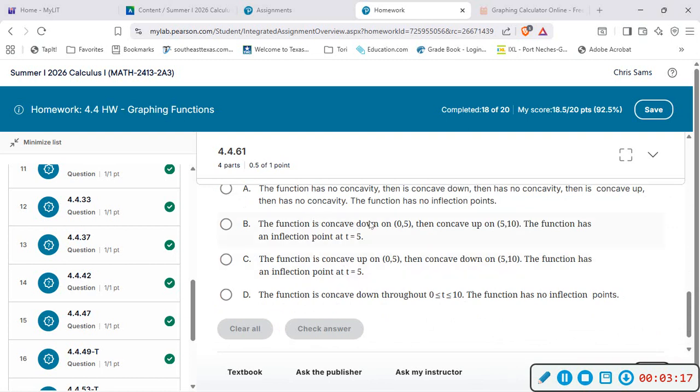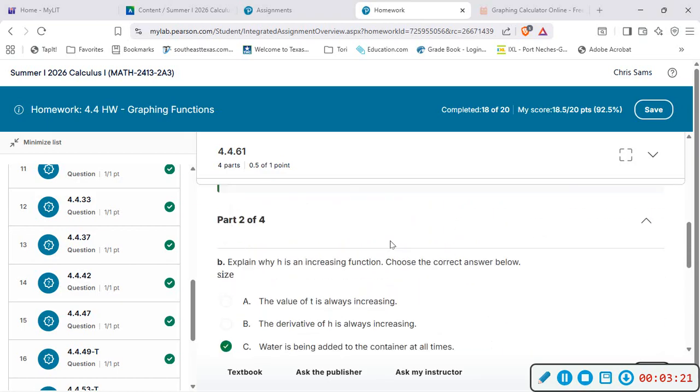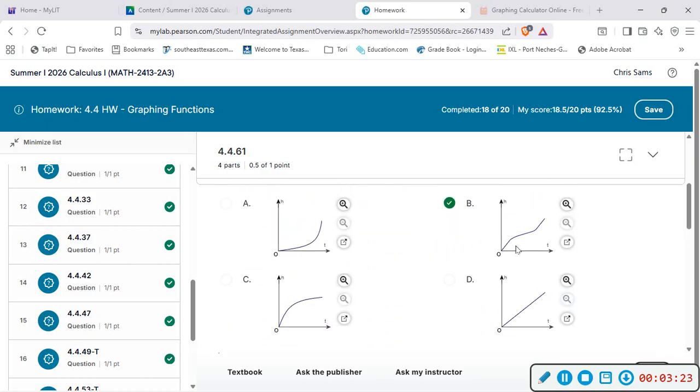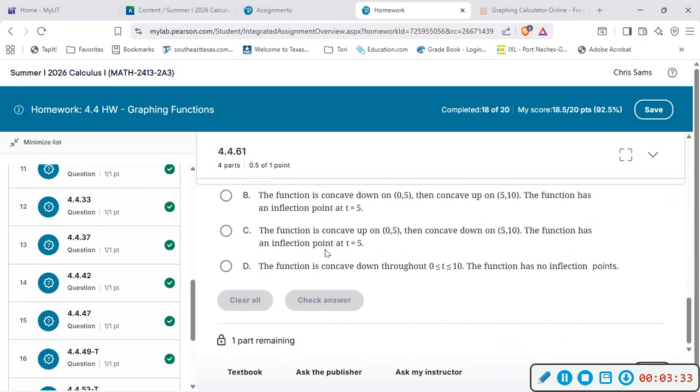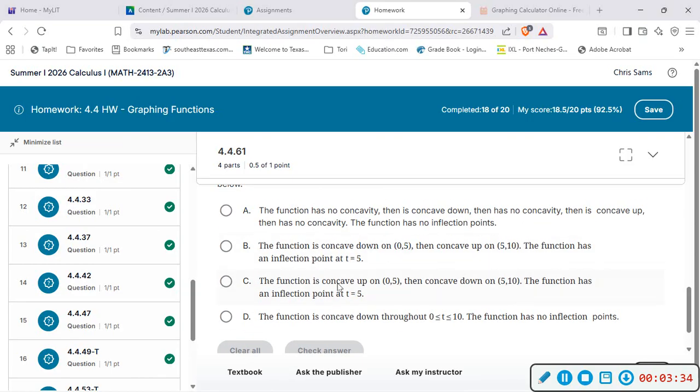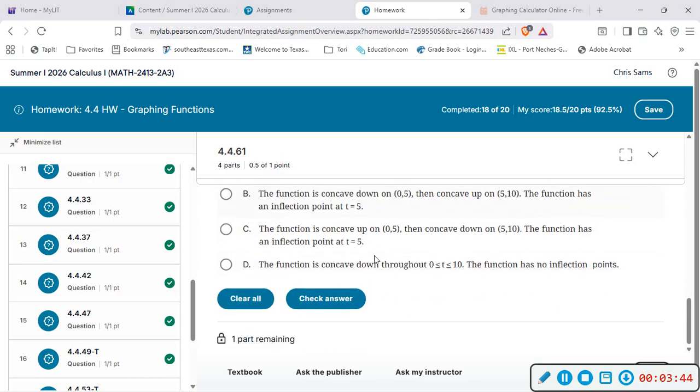The other one says it's down from 0 to 5 and then up from 5 to 10. It's not really like this one. This one is, you can see the curvature. This one is just linear. You couldn't really tell up or down. So I wouldn't agree with that one. Concave up, 0 to 5, and we can see the first one is down. This one says concave down, 0 through 10. So A is probably going to be the best choice here.